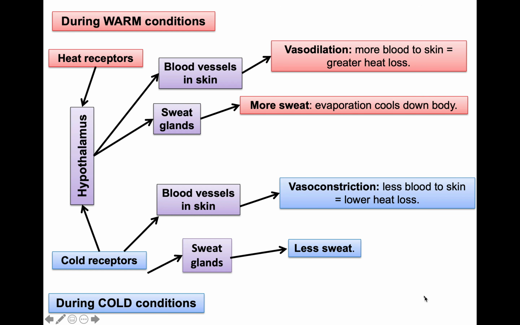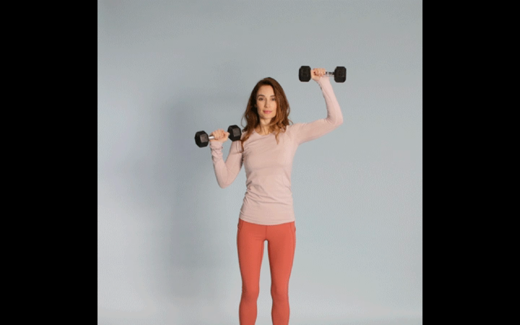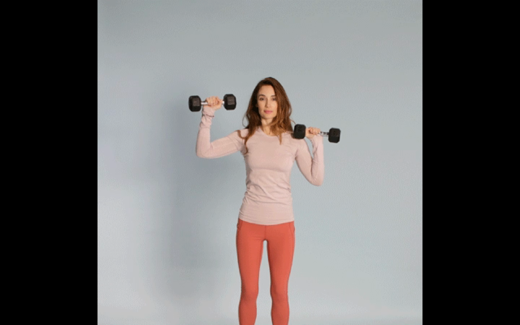Now we are going to take a look at what happens during two scenarios. One, when your body temperature is too high during very warm conditions, and two, what happens to the body during cold conditions when the body temperature is very low. Let's begin. Now, if the temperature becomes too hot, or if your body temperature rises for some reason, or if you are exercising, what happens?